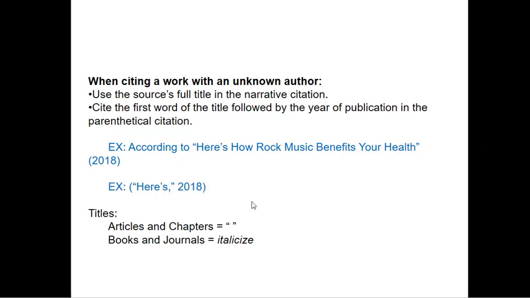If it's a parenthetical, what you want to do is use somewhere around 1 to 2 words of the title, no more than 3. Normally you can just do 1. So just use the first word of the title, put that in quotation marks, put your comma, and then put your date of publication after that.